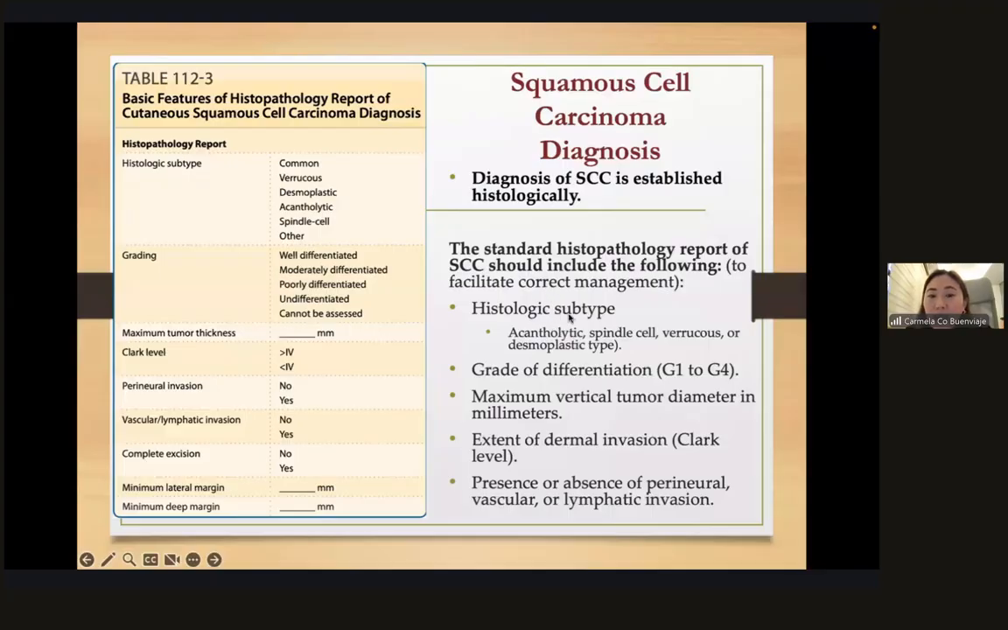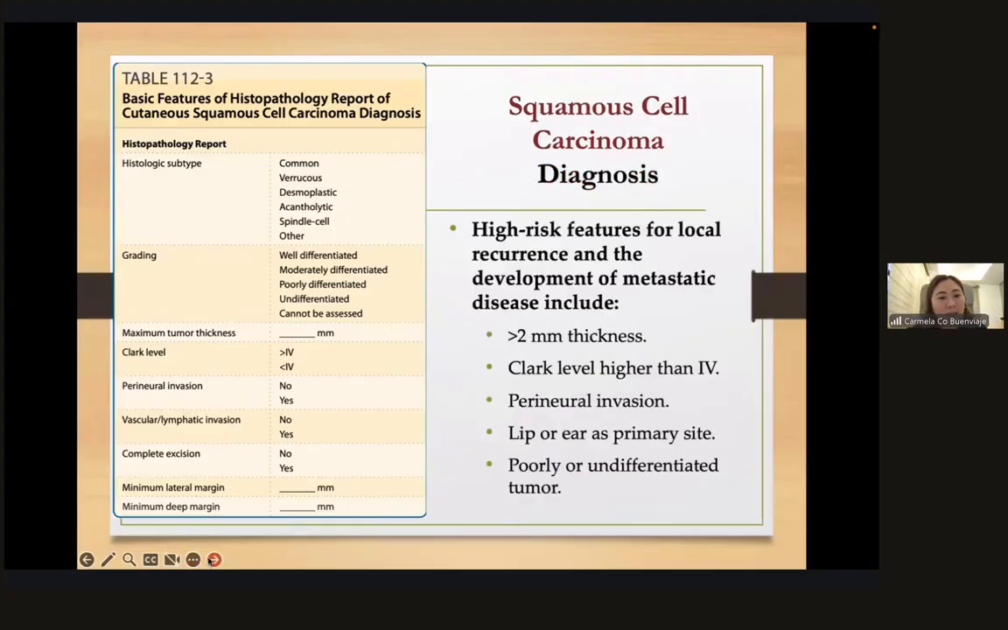It should state what the histologic subtype is, the grade of differentiation from G1 to G4, if it's well differentiated to poorly differentiated, and then the maximal vertical tumor diameter in millimeters, and then the extent of the dermal invasion, meaning the Clark level, and then the presence or absence of perineural, vascular, or lymphatic invasion.